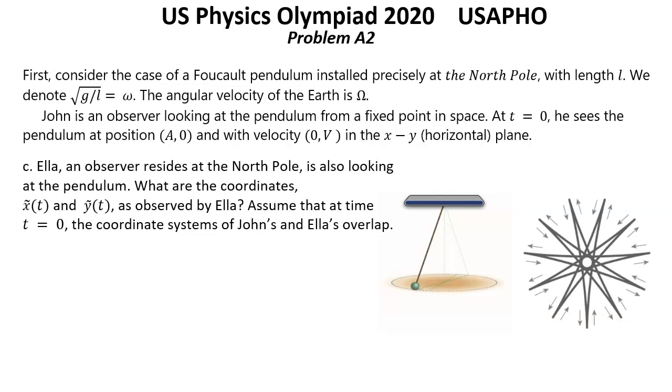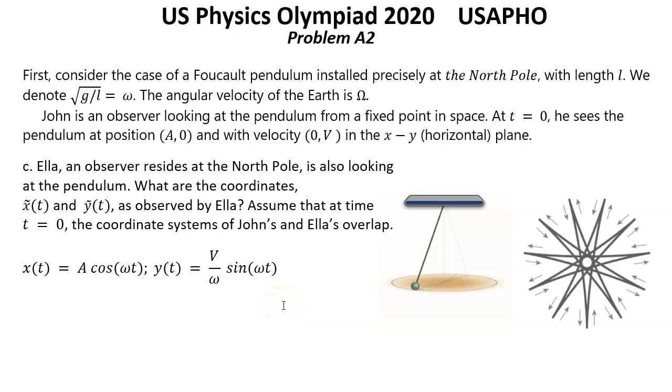Question C. Ella, an observer who resides at the North Pole, is also looking at the pendulum. What are the coordinates x tilde and y tilde as observed by Ella? Assume that at time t equals 0, the coordinate systems of John and Ella overlap. Solution for question C. In the previous question we found that in our inertial frame of reference we had x equal a cosine omega t and y equal v over omega sine omega t.